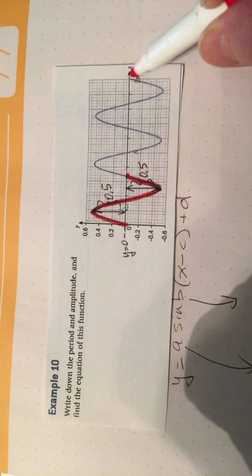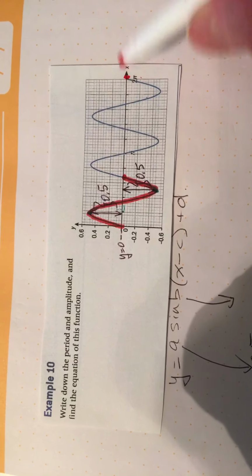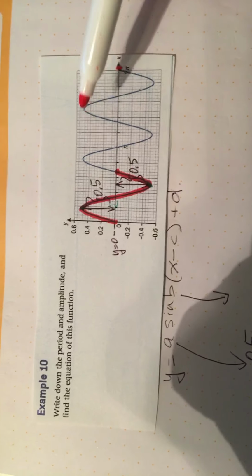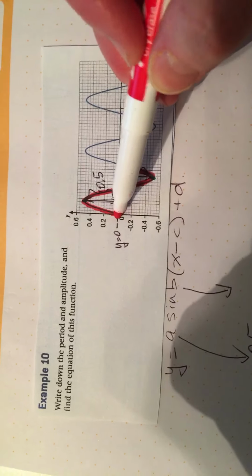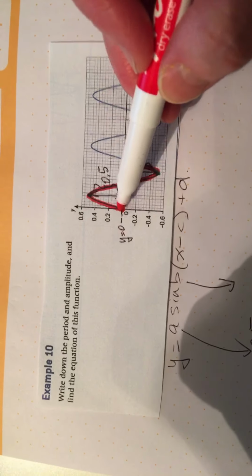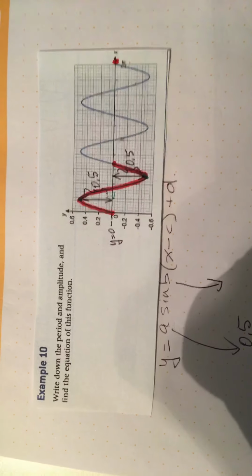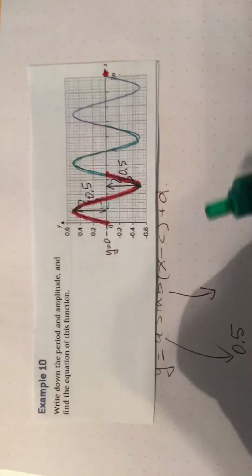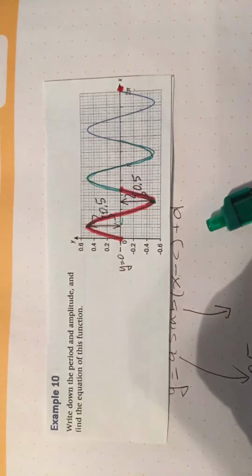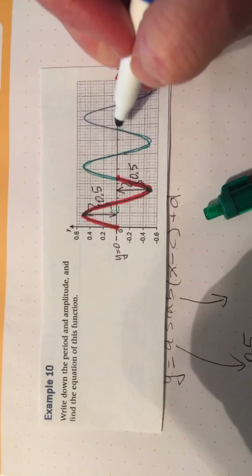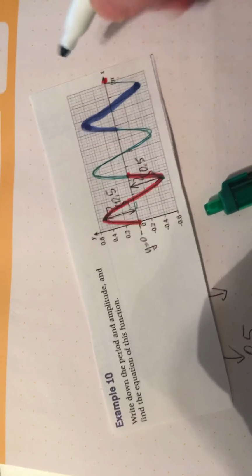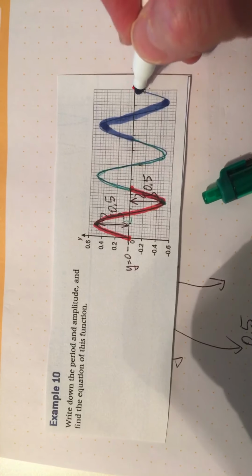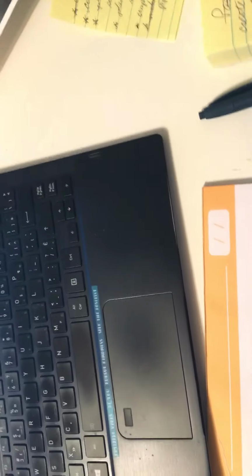I notice that over here is 2 pi. So here's an ending, 2 pi. And how many periods do I have in between 0 and 2 pi in this case? Well, there's one. If I take another color and do another one here, there's another period. And if I look with a third color, I can see that there's a third period here. So I've got three periods between 0 and 2 pi.